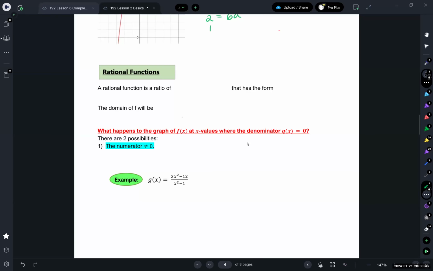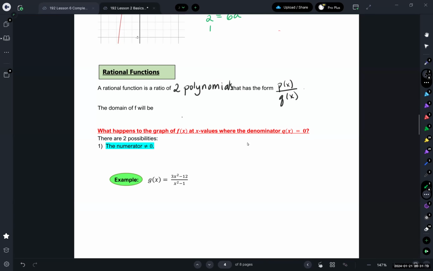Okay, well, now we're going to talk about rational functions, do a little bit of review of those. So keep in mind that a rational function is a ratio of two polynomials. And what that means is that you basically have one polynomial, we could call it p of x, over another polynomial, which we might call q of x. So you have basically a division of polynomials.